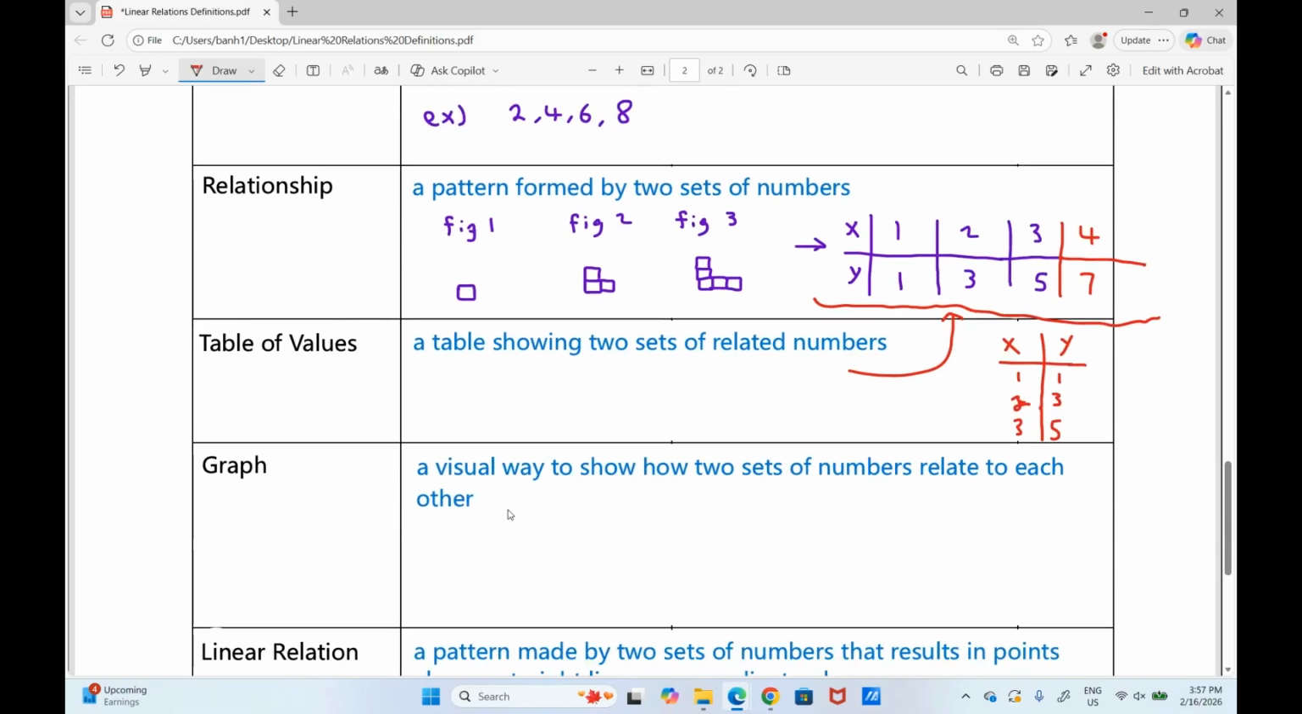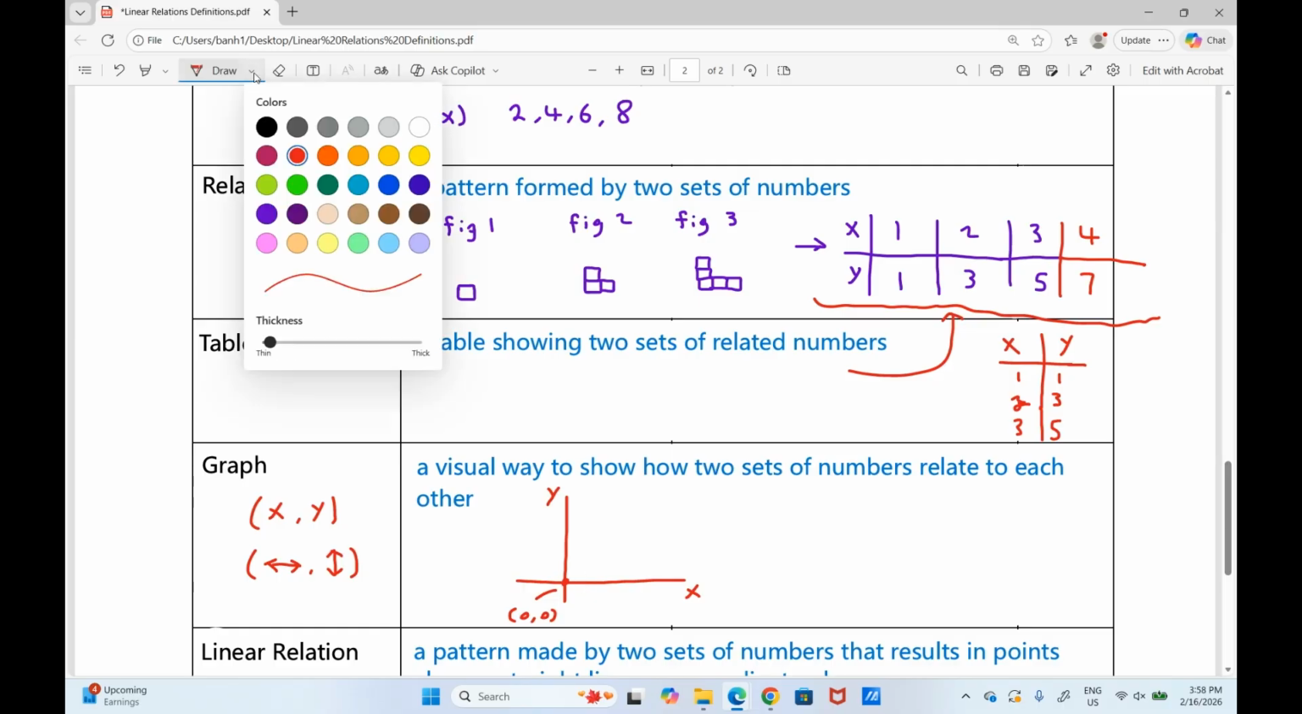So now moving on, a graph is a visual way to show how two sets of numbers relate to each other. On a graph, we would have X and Y. Coordinates typically look like this, and X is typically horizontal, and Y is vertical. So horizontal is left and right, vertical is up and down. In terms of my coordinates, typically I start at an origin where the point is 0, 0, and I would take points from a table of values and place them onto the grid.